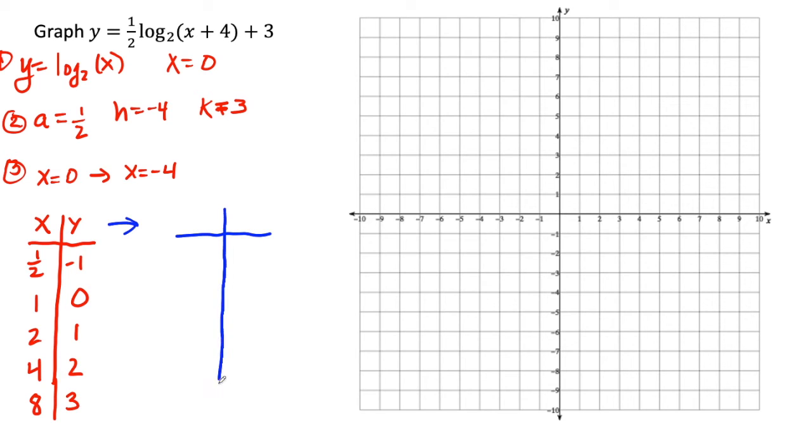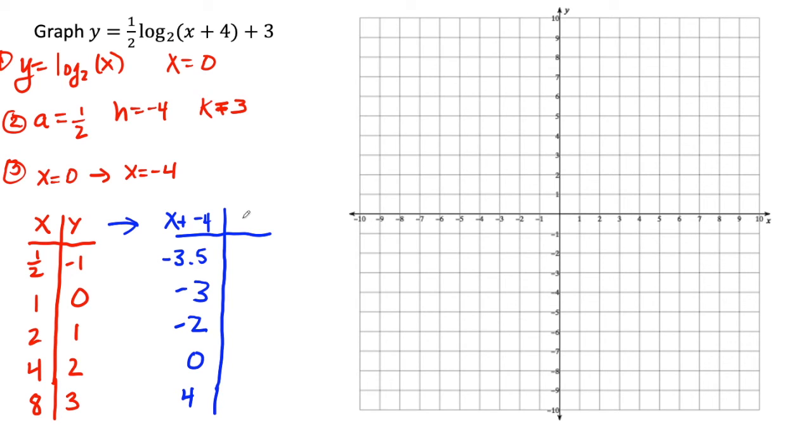All my x values are going to shift by subtracting 4 from them. And so 1/2 minus 4 is negative 3.5. 1 minus 4 is negative 3. 2 minus 4 is negative 2. 4 minus 4 is 0. 8 minus 4 is 4.